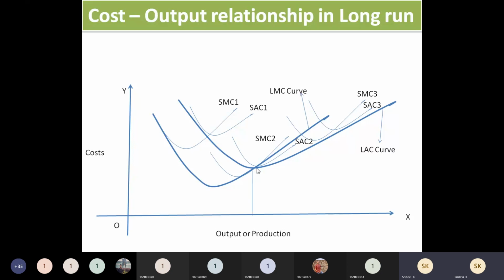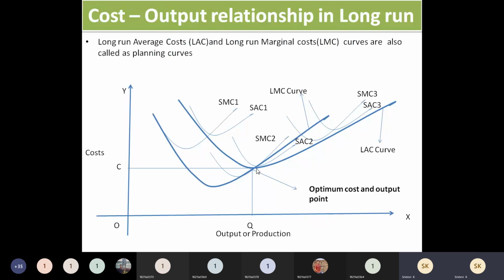Optimum output and optimum cost. So this is how you are going to obtain the optimum point in the case of long run cost output relationship. So this point I am indicating with the arrow, optimum cost and output point. Okay, so the same thing you are going to explain below this graph.